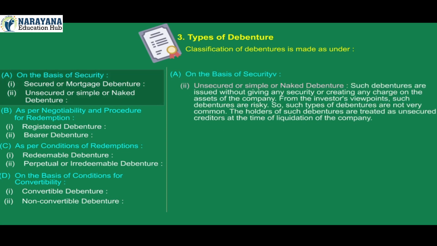2. Unsecured or simple or naked debenture. Such debentures are issued without giving any security or creating any charge on the assets of the company. From the investor's viewpoint, such debentures are risky. So, such types of debentures are not very common. The holders of such debentures are treated as unsecured creditors at the time of liquidation of the company.